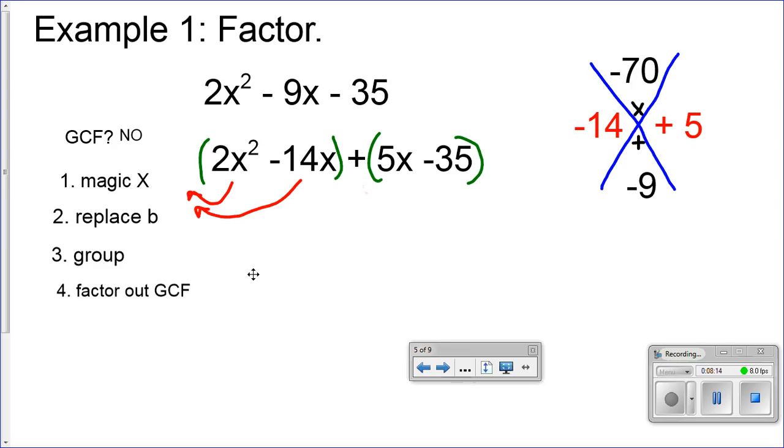So take that out. I don't know if it's going to show everything, so I'm going to wait. For the second binomial, I need something that comes out of 5x and negative 35.